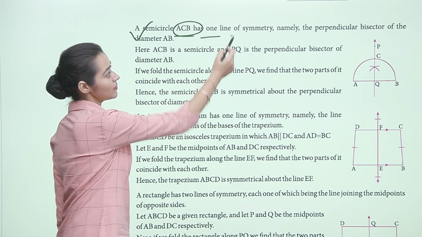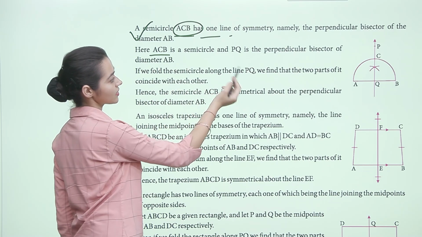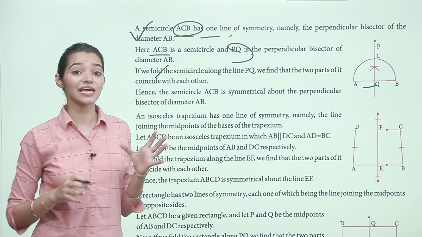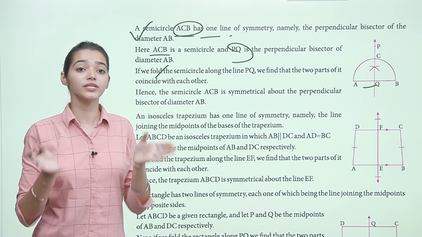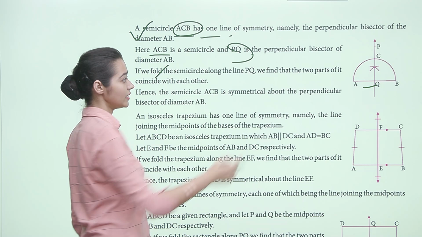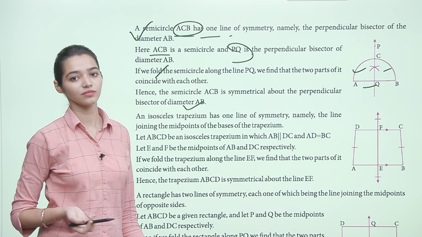Now a semicircle ACB has one line of symmetry, namely the perpendicular bisector. So ACB is our semicircle, and PQ is the perpendicular bisector of AB. If we fold the semicircle along the line PQ, we find the two parts coincide with each other. Hence the semicircle ACB, this part is symmetrical to the other part along the diameter AB.